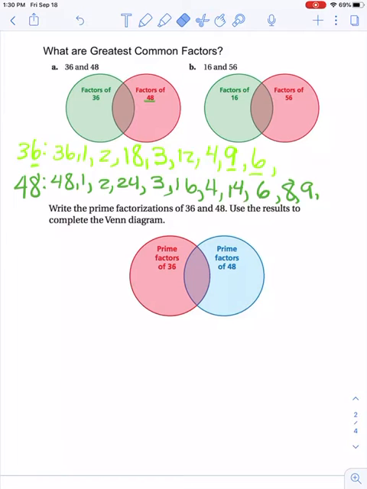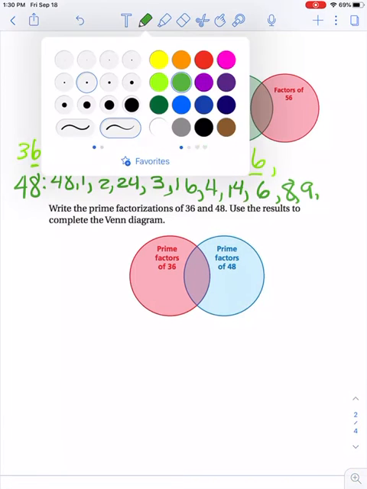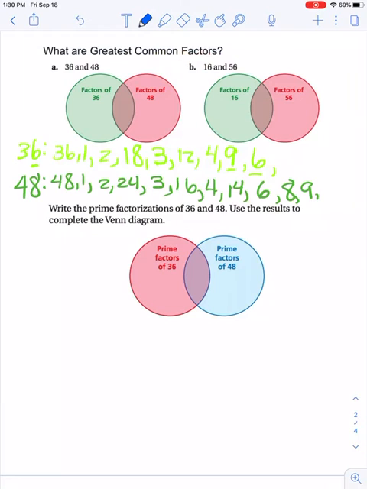So we have listed all of the factors of 36. We've listed all the factors of 48, and we are now going to put them in our Venn diagram. Let's do it in a different color. Let's do it in blue, okay? Anything that's in both, we're actually going to put in the middle. So 1 is in both, so I'm going to put 1 in the middle.